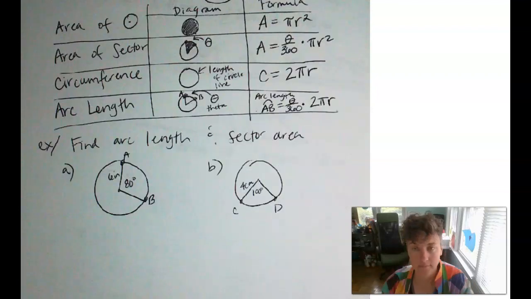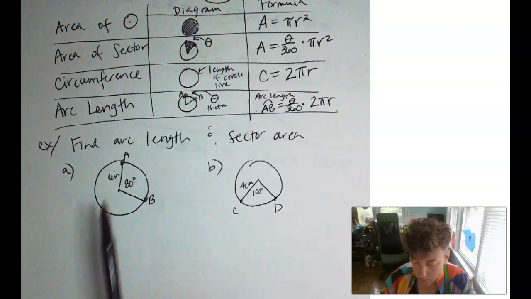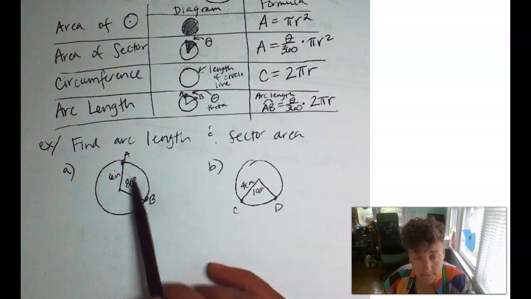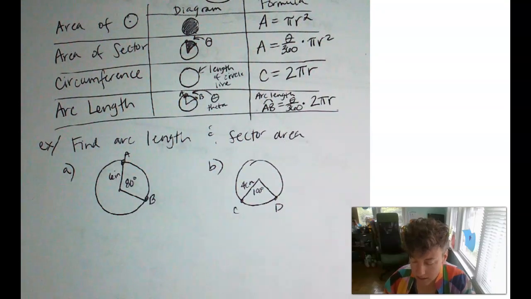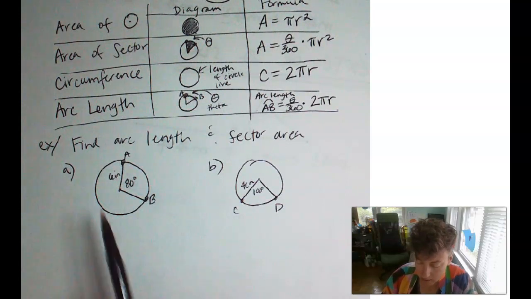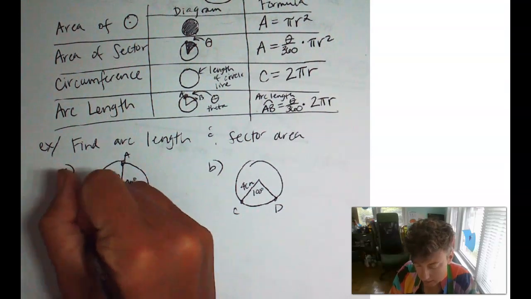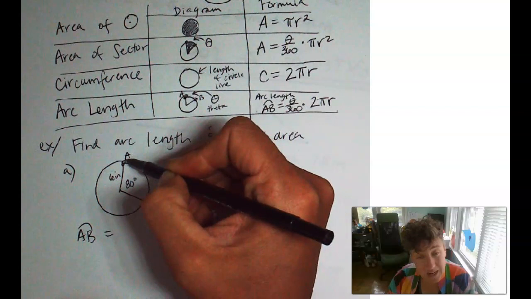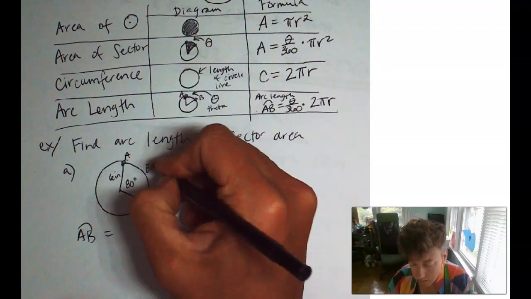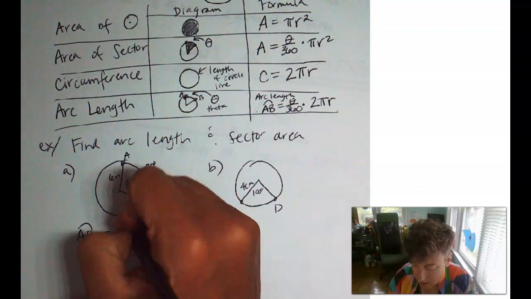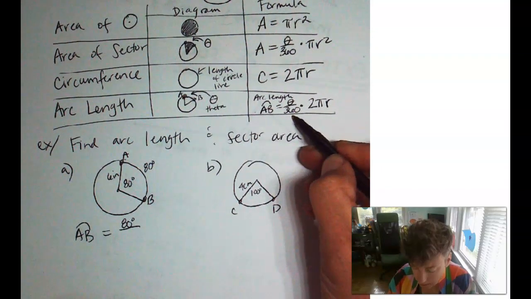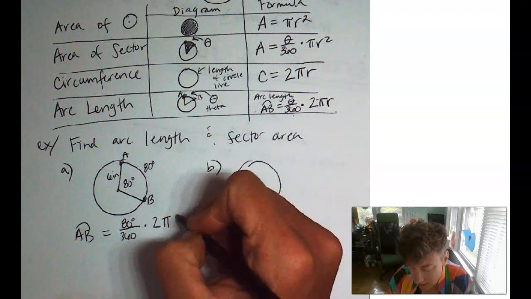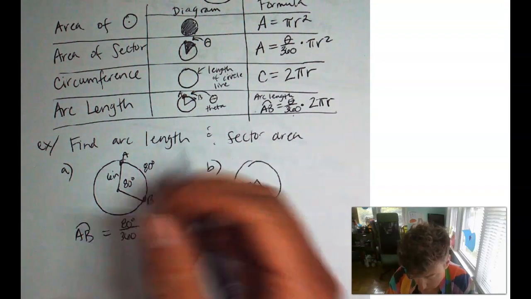Example time. Alright, we've got 2 examples here. We've got a circle here with a radius of 6 inches and a central angle that is 80 degrees. So let's find its arc length and sector area. So the arc length, AB, is going to be equal to the degree measure of this arc, which is the same as its central angle. So that's also 80 degrees. So that 80 degrees divided by 360 times 2 times pi times our radius, which is 6 inches. Time to break out the old calculator.